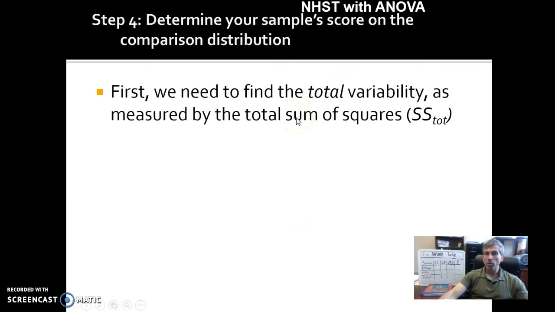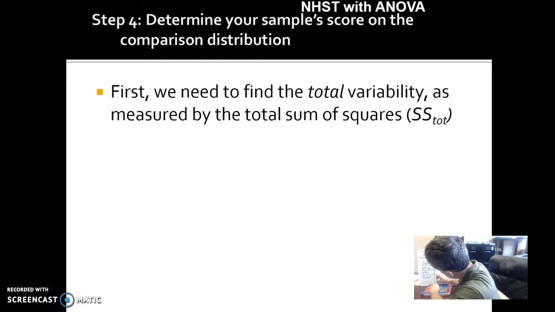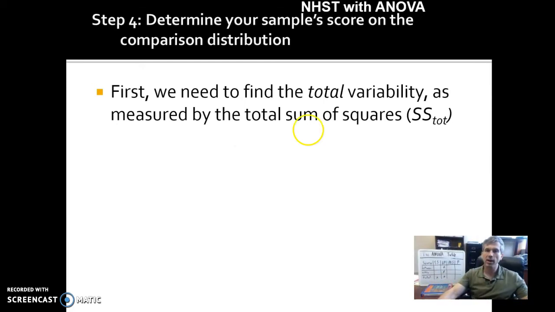So the first thing we're going to do is find the total variability, which is represented by this total sum of squares. Notice that subscripts start to become really important now too. So that's the figure that would eventually go right here. That's your sum of squares total. Notice that you should already have all of your degrees of freedom taken care of.